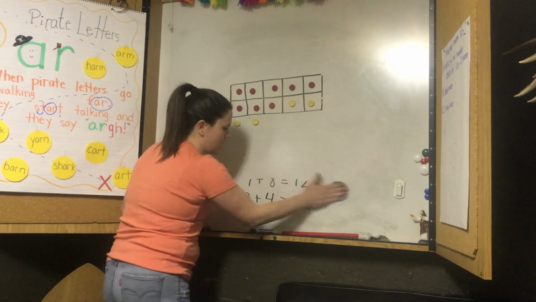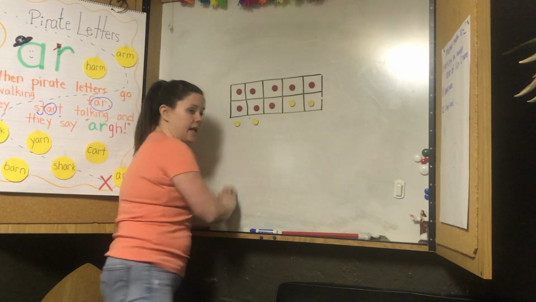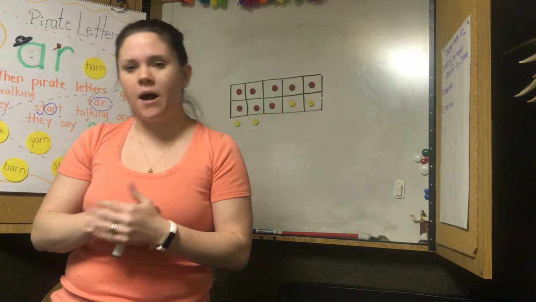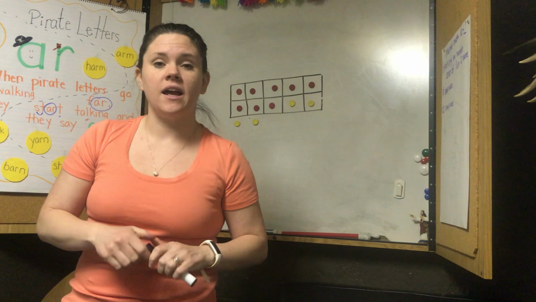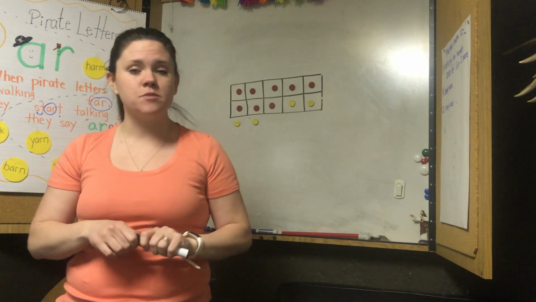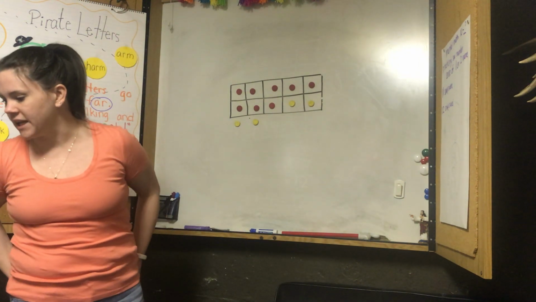So let's take out our books and read the problem together on page 353. 3-digit number. 3 in the hundreds place, 5 in the tens place, 3 in the ones place.